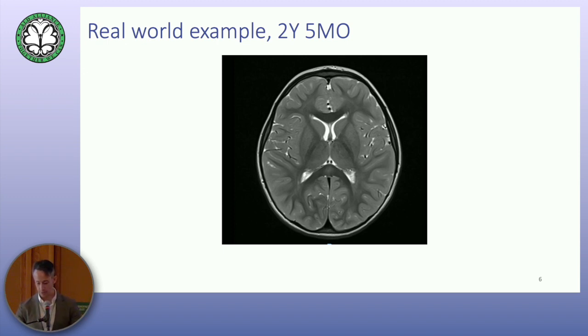he was 2 years and 5 months old. And I don't know, does this pointer work? Oh, I have to turn it on? It's a good first step. But you can clearly see this patient had evidence of disease at 2 years and 5 months old.